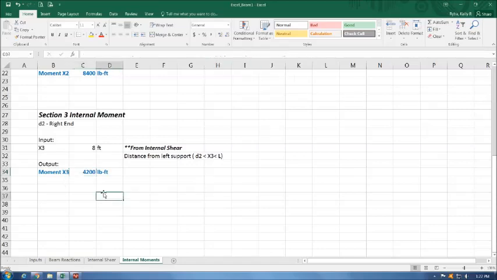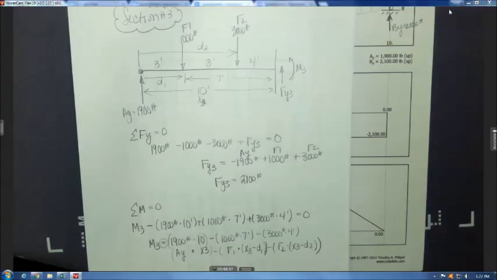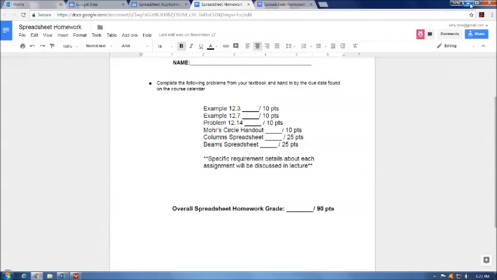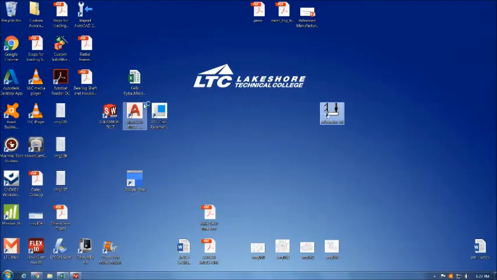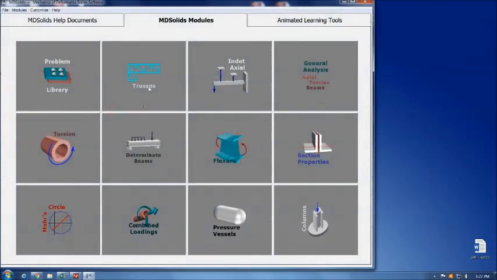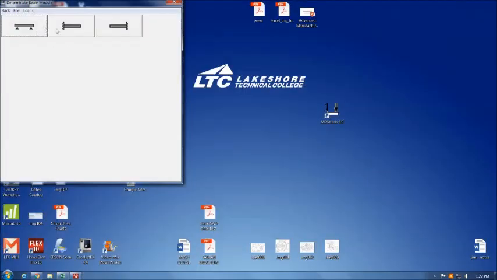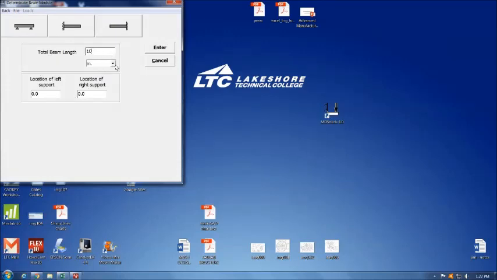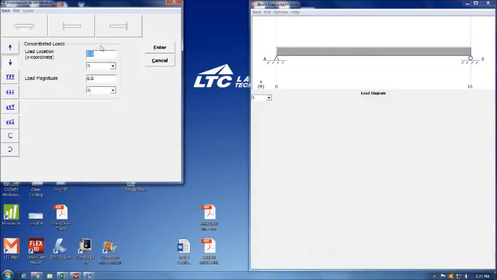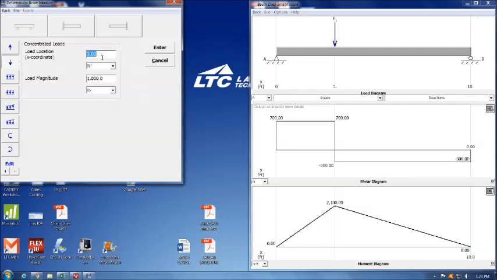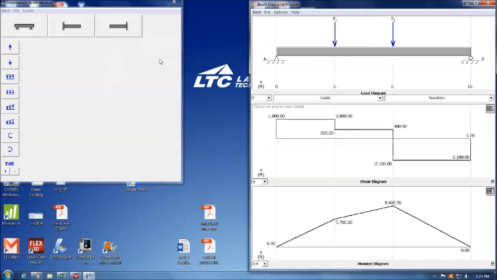Okay? So, if I go to MD Solids, and this is what I'm wanting you to do, I didn't print all of this out, but if I go to MD Solids and I create this same spreadsheet, I'm going to do determinate beams, simply supported, 10 feet, enter. My first force is going to be at 3 feet, 1,000 pounds. Second force is going to be at 6 feet, 3,000 pounds. So this is what I printed out for you guys. Okay, so all of those values are the same.